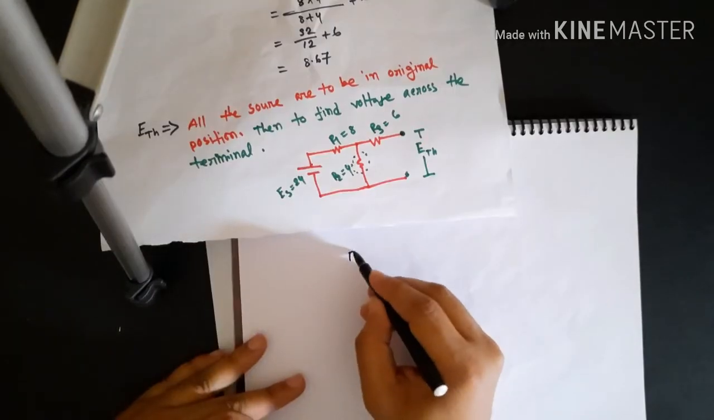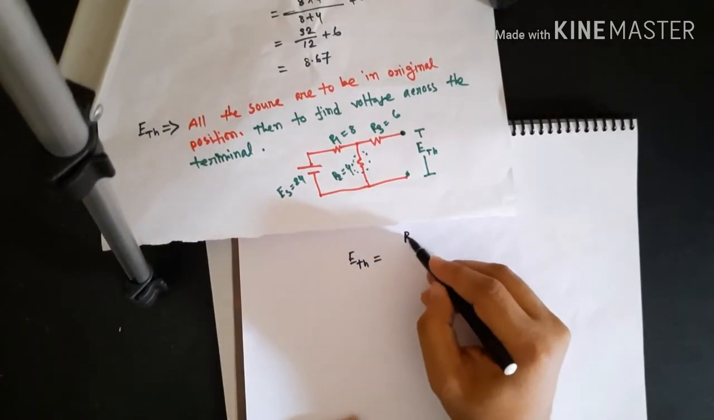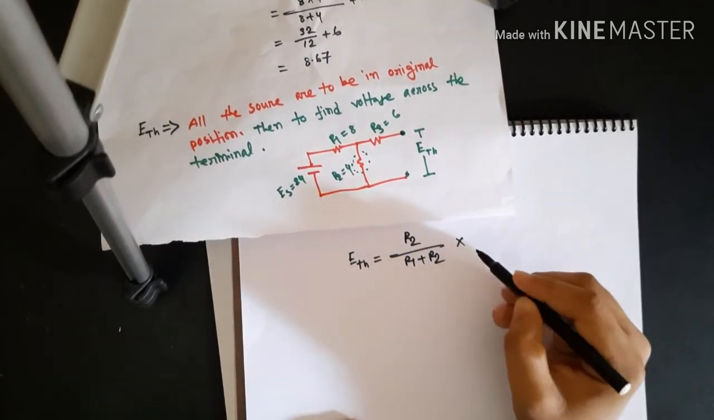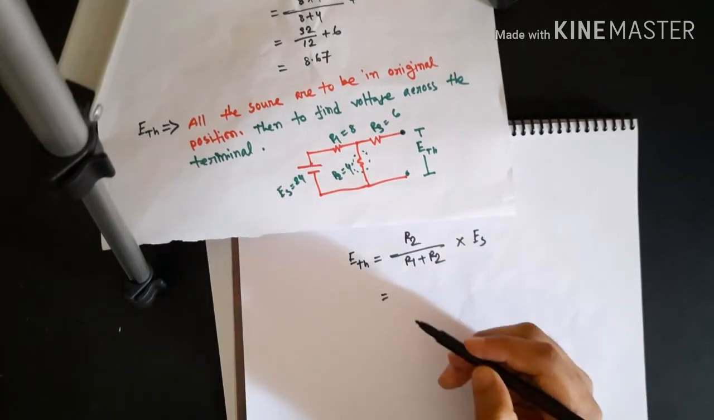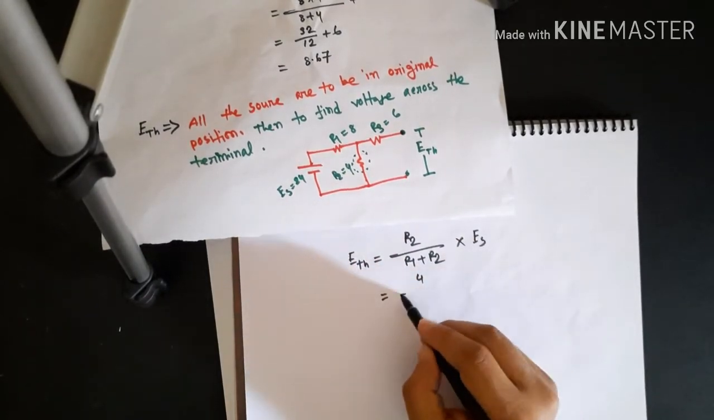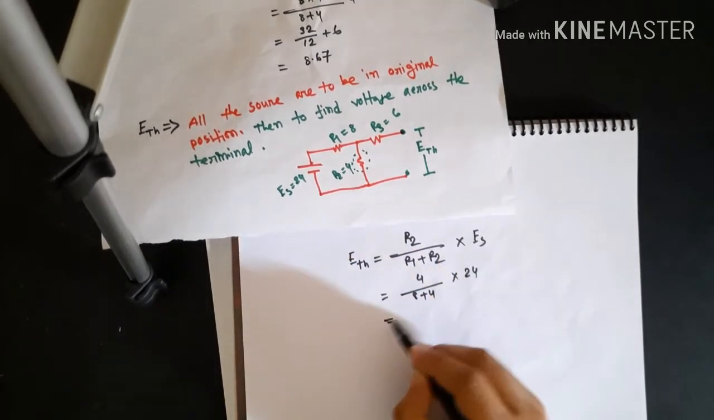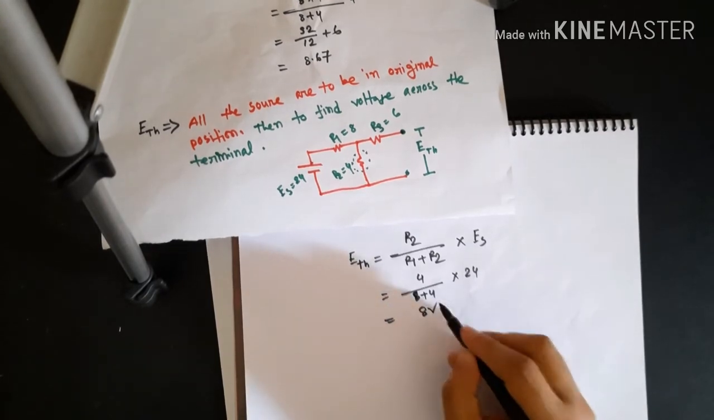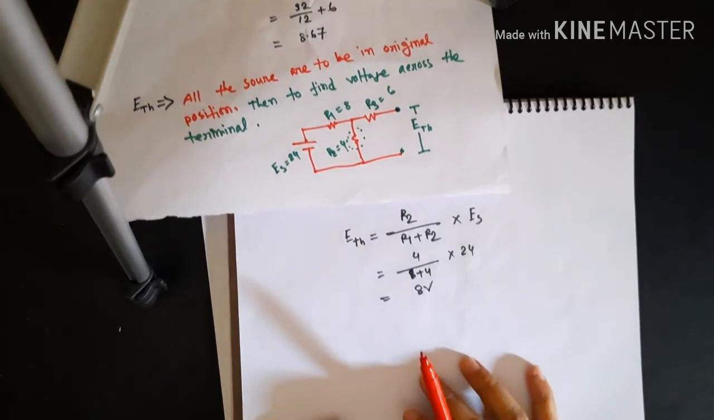So Thevenin equivalent voltage Vthevenin is R2 divided by R1 plus R2 into Vs. We applied here KVL, Kirchhoff's voltage law, to find the voltage across R2. So 4 by 8 plus 4 into 24, which is exactly 8 volt. So we found Vthevenin and R Thevenin of the circuit.